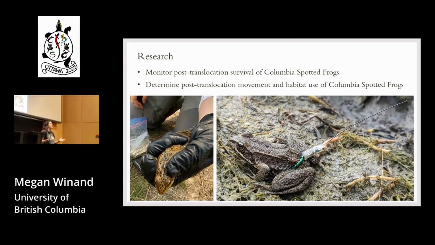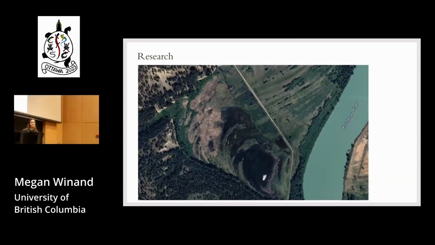is, do they even survive the move? And if they survive the move, what are they doing in terms of movement and their habitat use? And you can see from my photos, I used a combination of PIT tagging and radio telemetry. This is my wetland, and I would visually survey it for this entire season, looking for frogs. And when I'd find them, all of them were given PIT tags, and then measurements were taken, and then a subset of these were given radio transmitters if they were an appropriate size. And then they were randomly distributed to 1 of 3 treatments.